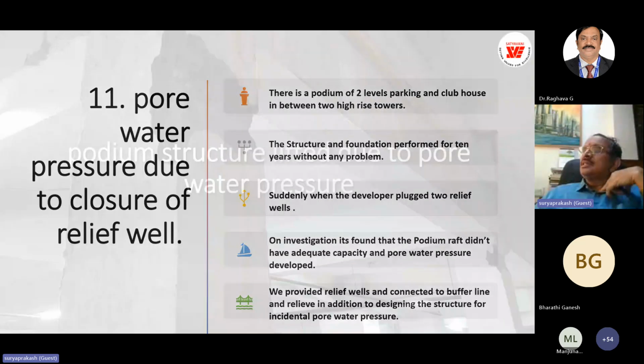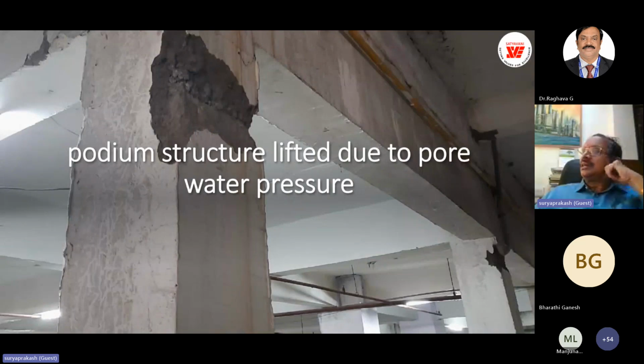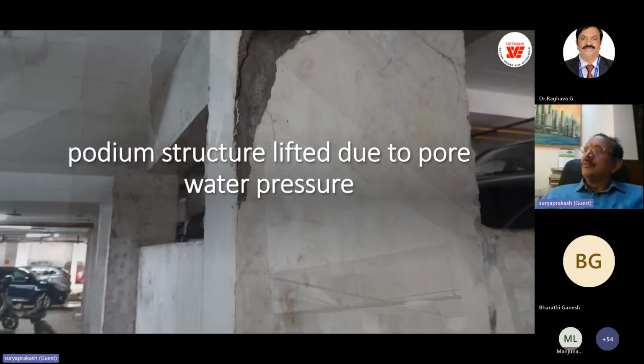So this is the podium structure. You can see the parking floor with the traditional column beam structure. And these are the cracks just due to pore water pressure. We had to repair these columns, restore the structure, and rehabilitate the entire podium by giving relief to the pore water pressure. So this is what we have done in one of the projects.